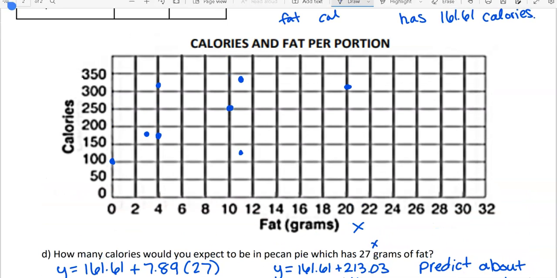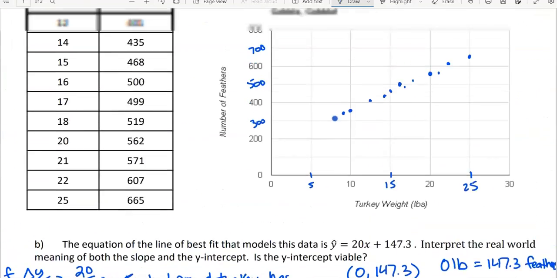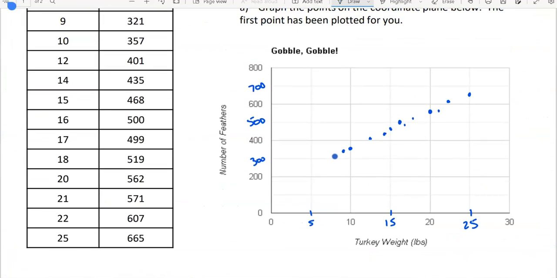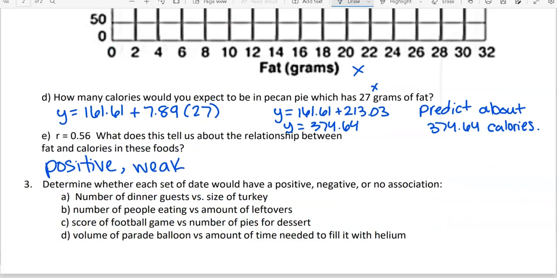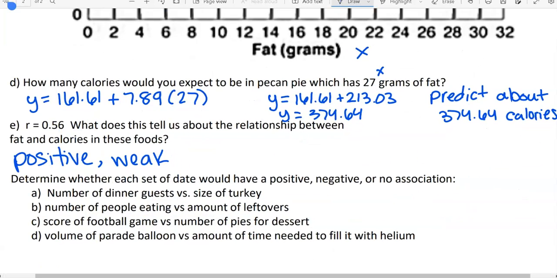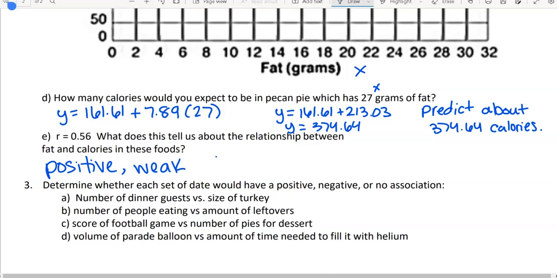Look at our scatter plot. My points are kind of everywhere, right? These do not make a line like we did. Compare that to what we did earlier. That was almost perfect. This one, they are everywhere. There is no shape. There is no correlation. It is very weak. So this is going to show no relationship or a very weak relationship between fat and calories.